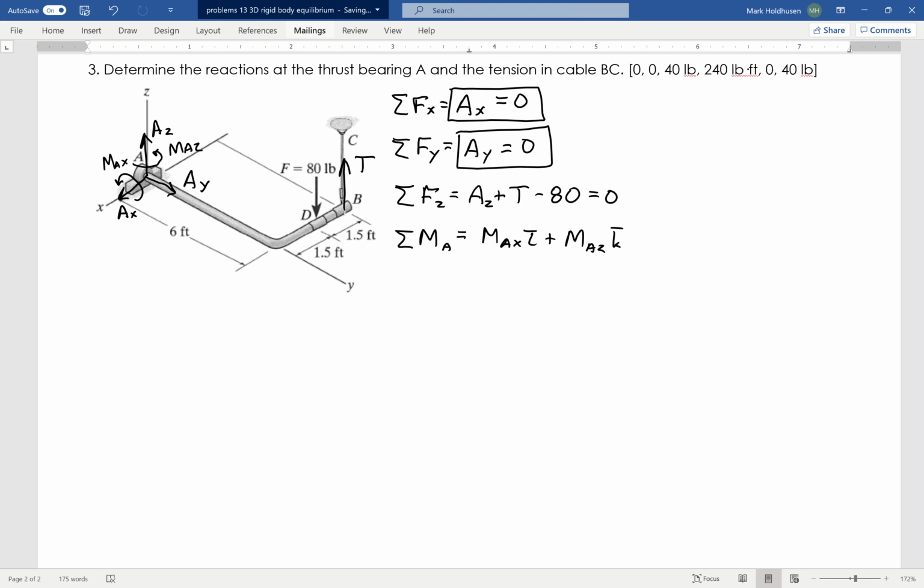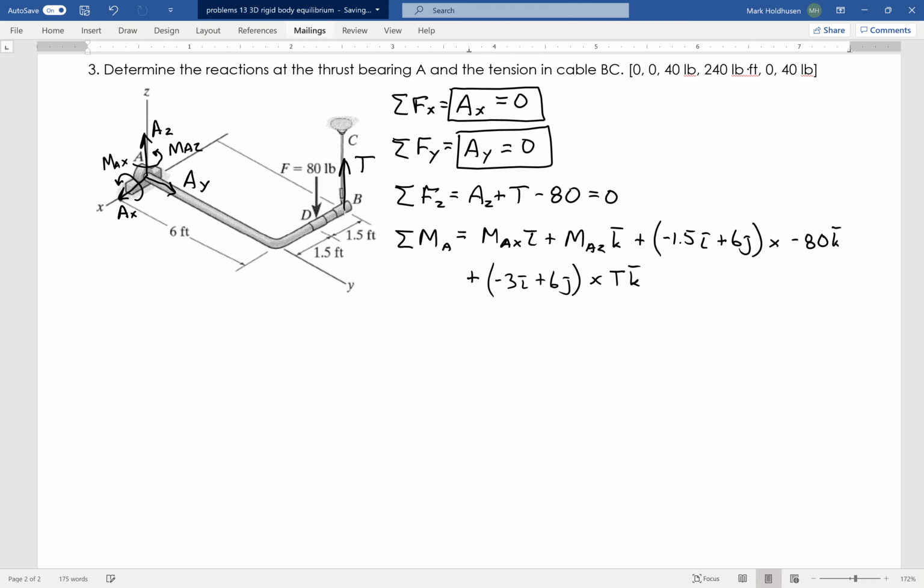My 80-pound force is going to be negative 1.5 in the I. So I go 1.5 in the X direction and then 6 in the J direction. And I'm going to cross that with the minus 80 in the K direction. Then I also have minus 3 in the I to go to the tension, plus 6 in the J. And I'm going to cross that with positive T in the K direction.